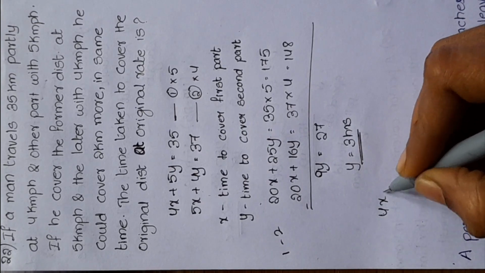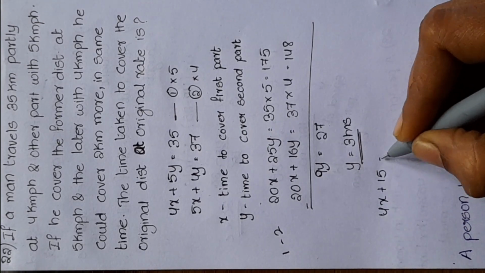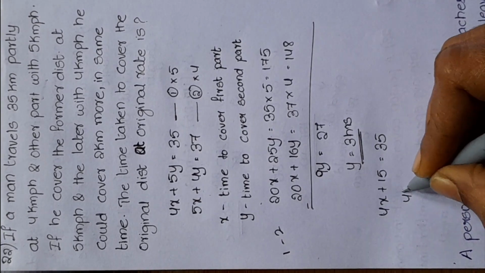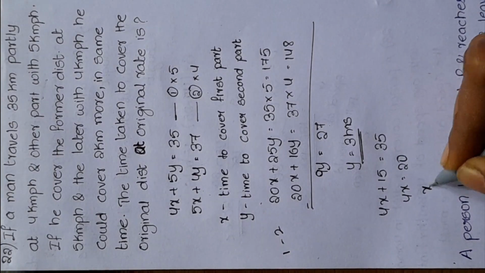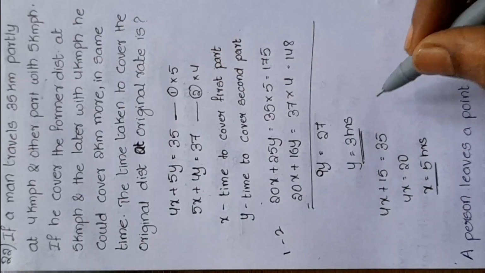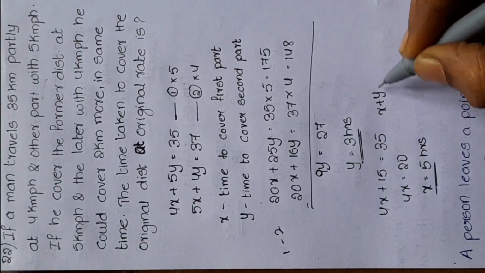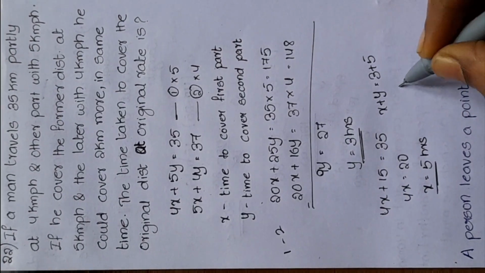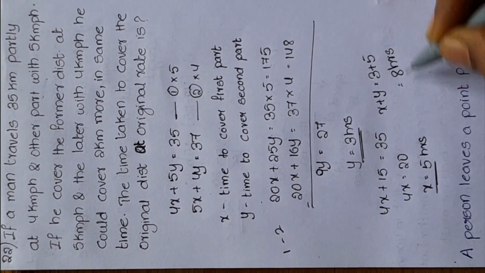Next, substitute the y value in the equation. 4x plus 15 is equal to 35. 4x is equal to 20. So x is equal to 5 hours. So the time taken to cover the original distance, that is x plus y is equal to 5 plus 3, that is 8 hours, is the total time taken.